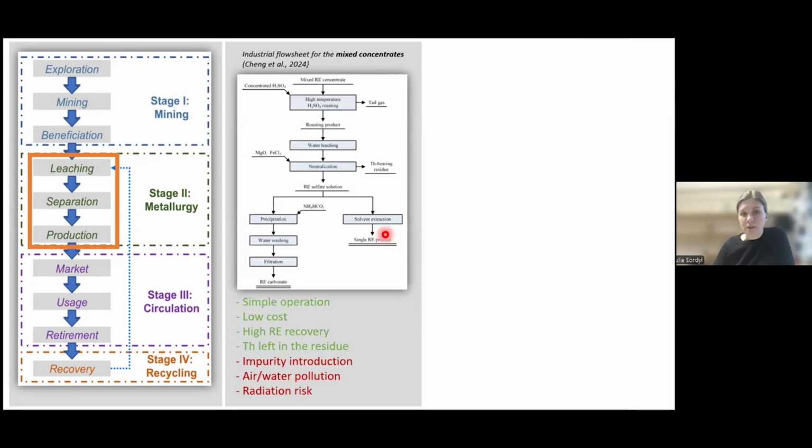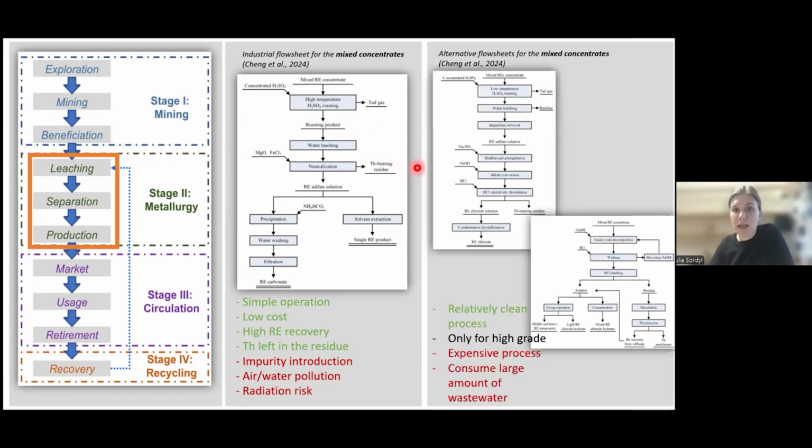And then we have mixed concentrate. So it's bastnäsite and monazite together. So the flow sheet includes a combination of the previous methodologies. And it's good, it's simple, it's low cost, and RE recovery is high. There is no concern about thorium because it is also recovered. However, there is a lot of impurity introduction, there is air and water pollution, and there is still a risk of radiation.